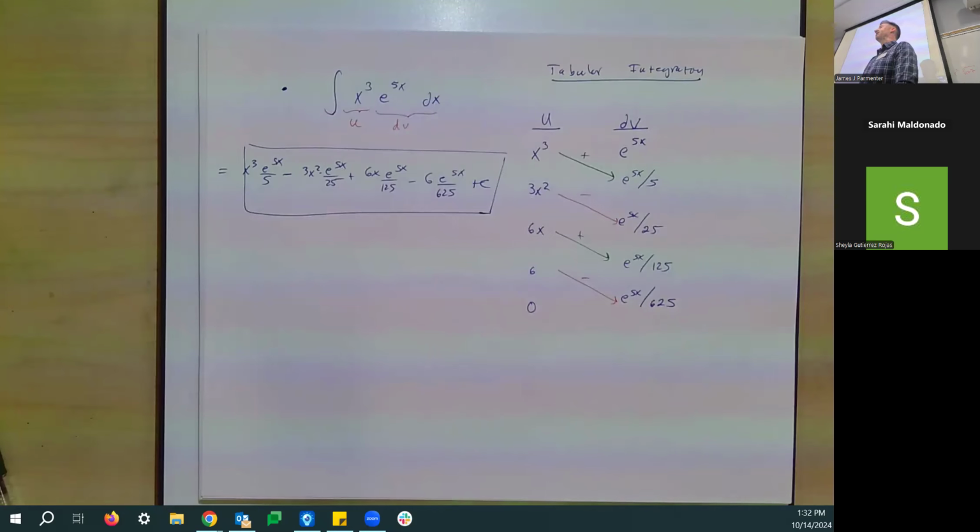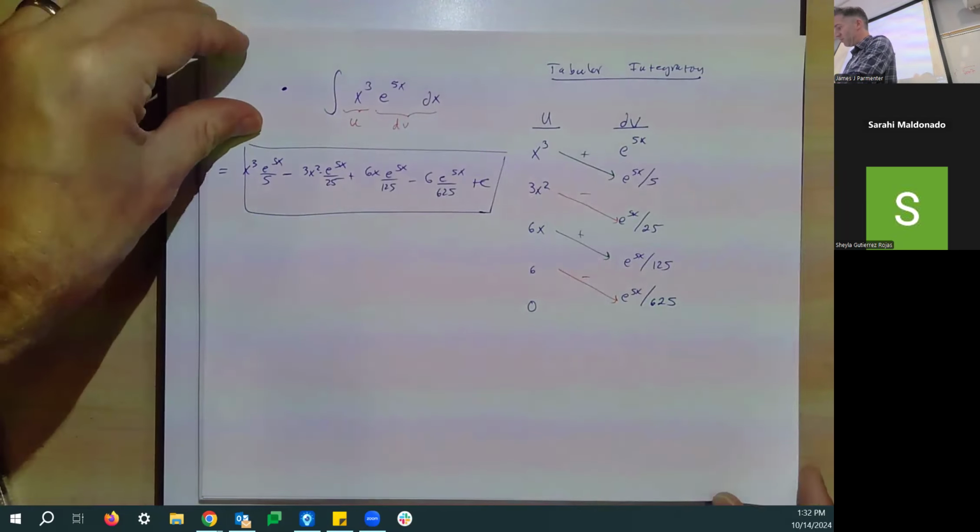Not every repeated integration problem is quite so fortunate. Like this next one, for example.